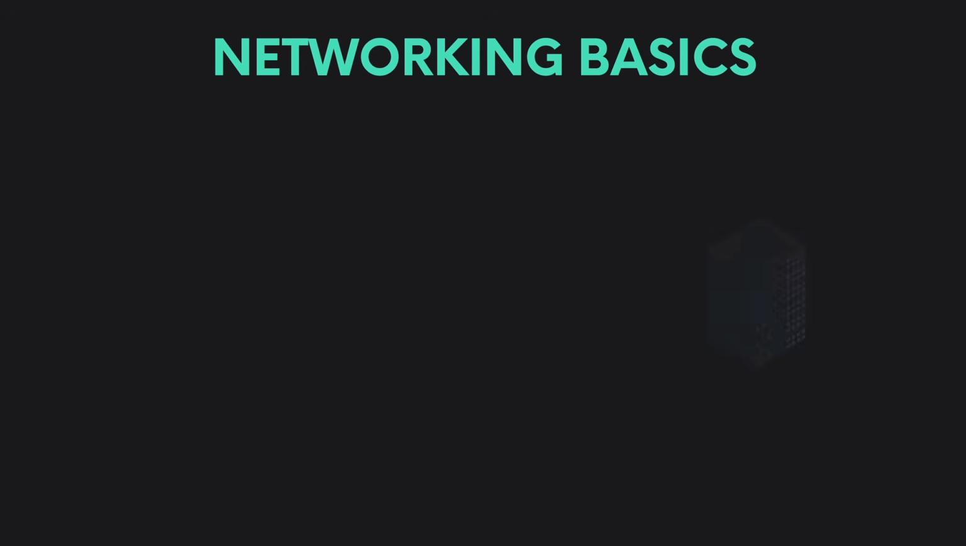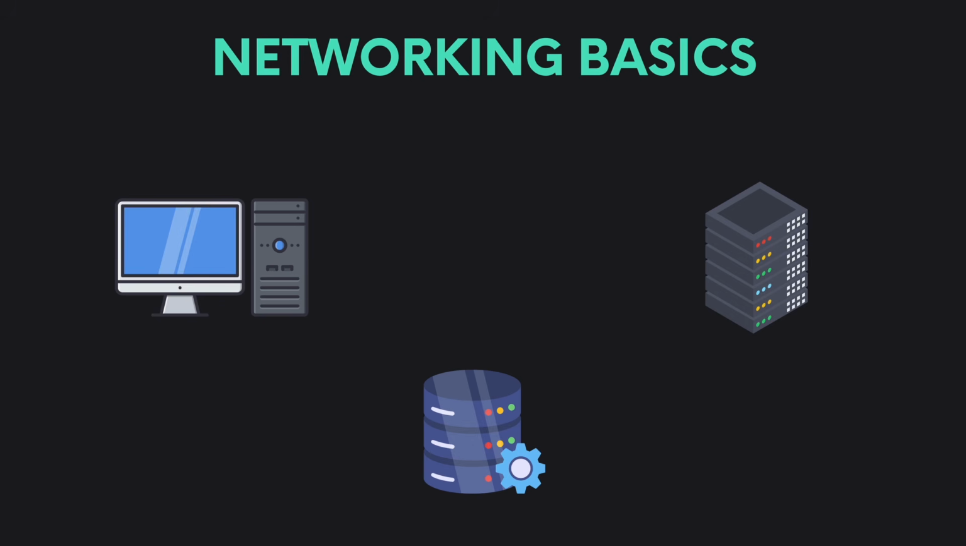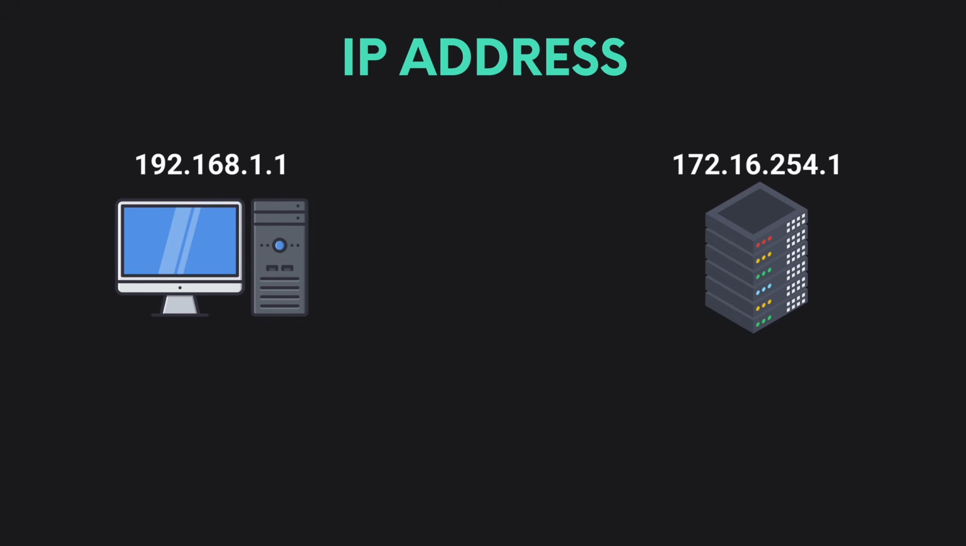Now let's talk about networking basics. When we talk about networking basics, we are essentially discussing how computers communicate with each other. At the heart of this communication is the IP address, a unique identifier for each device on a network. IPv4 addresses are 32-bit, which allows for approximately 4 billion unique addresses. However, with the increasing number of devices, we are moving to IPv6, which uses 128-bit addresses, significantly increasing the number of available unique addresses.